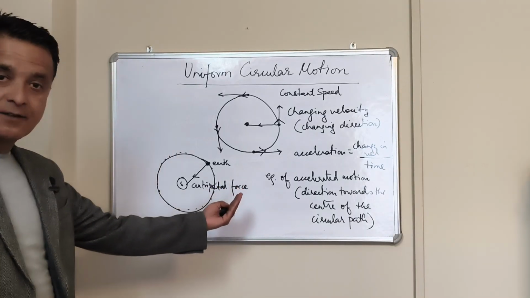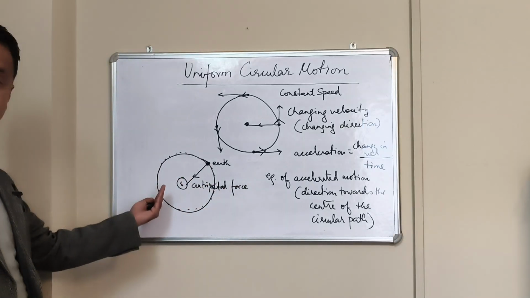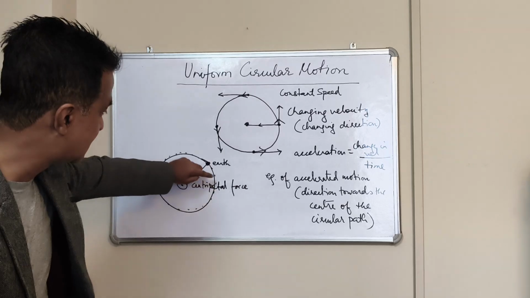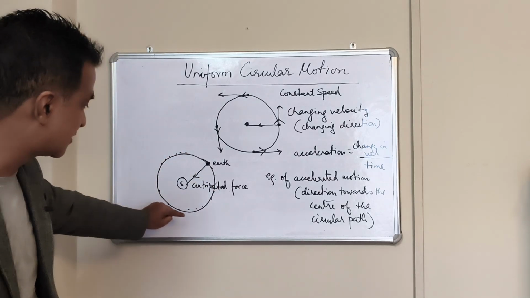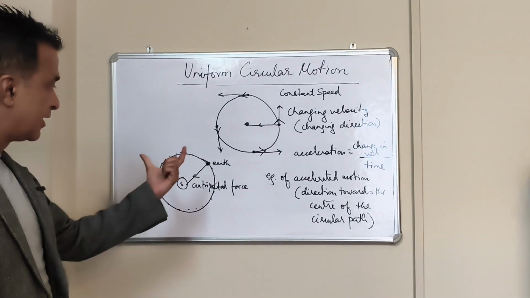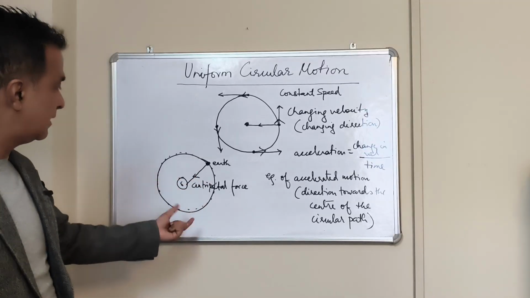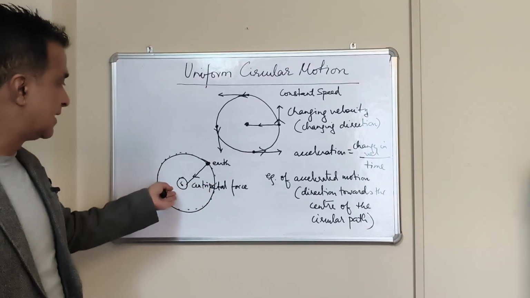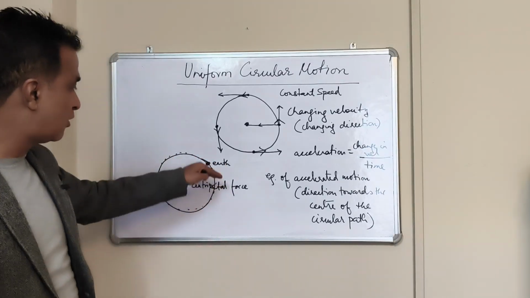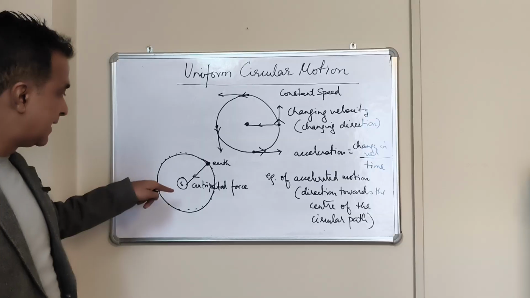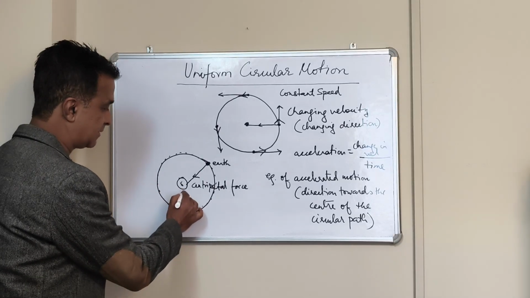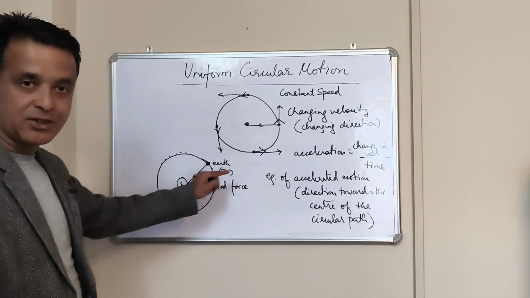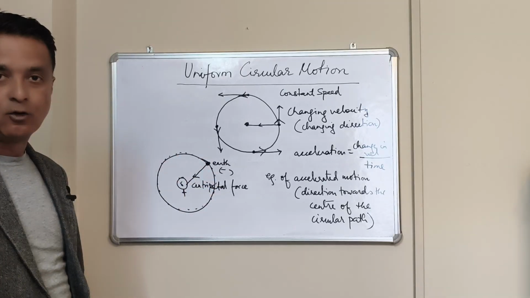So centripetal force is a force directed towards the center of the circular path of a body in uniform circular motion. It is this force which is responsible for bringing about the change in direction of the body every instant. In case of the planets revolving around the sun, this centripetal force is provided by the gravitational force of attraction between the sun and the planets. If it is the electrons revolving around the nucleus, the nucleus is positive, the electrons are negative, so it is the electrostatic force of attraction which provides the centripetal force.